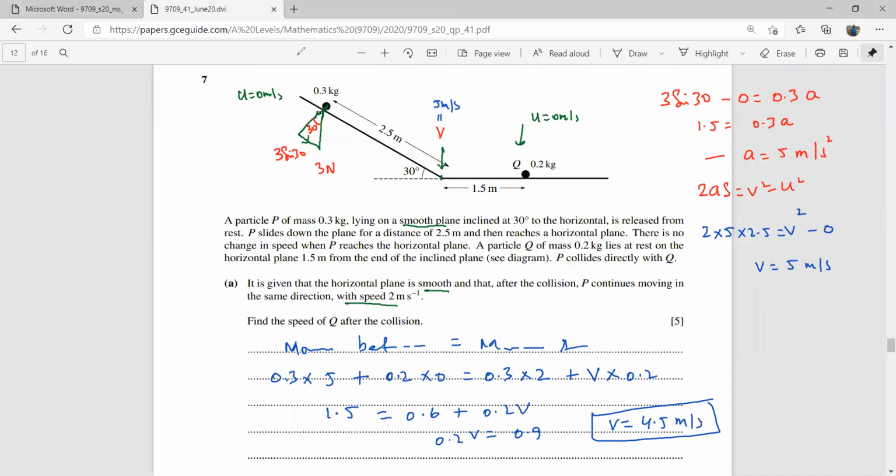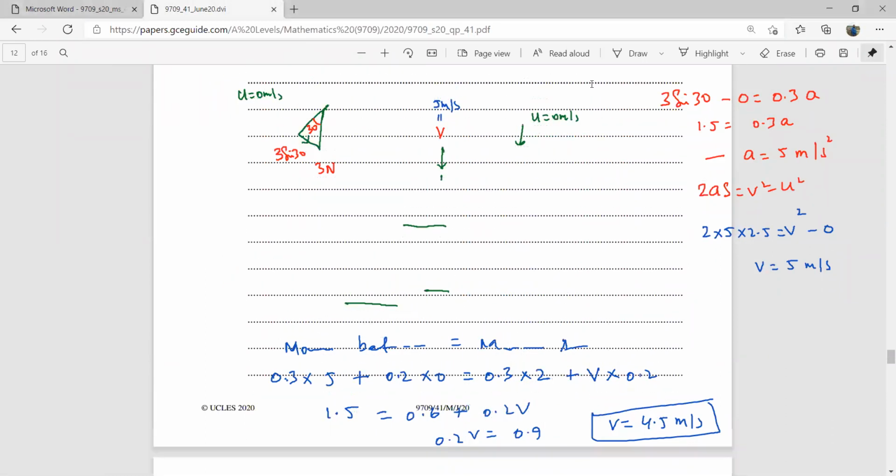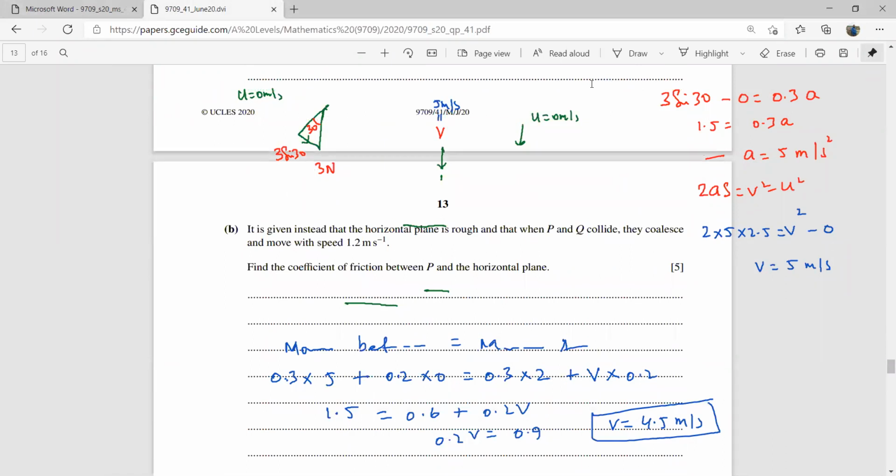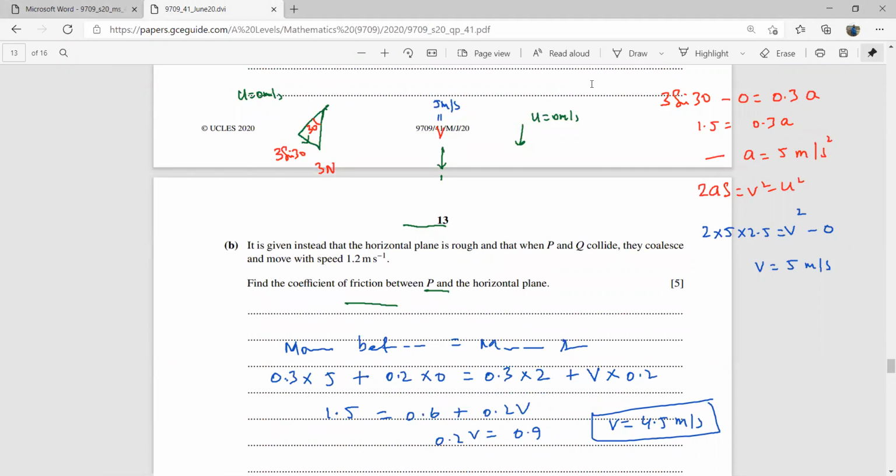We didn't have to use a calculator actually. Okay guys, let's see what is in the B part. I hope this is clear to you, Hannah. It is given instead that the horizontal plane is rough. And that when P and Q collide, they coalesce and move with the speed of 1.2 meter per second. Let me put here some side notes. So this is the rough part here, and they coalesce and their speed becomes 1.2 meter per second.